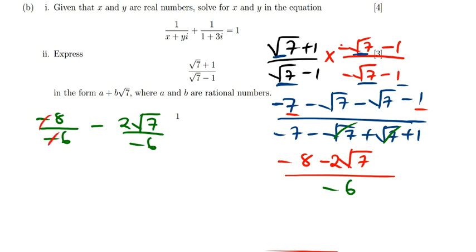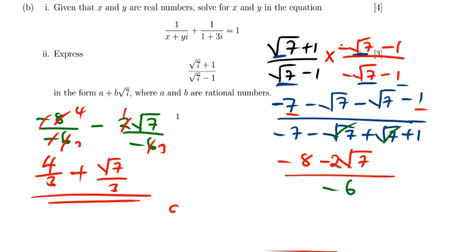Negative and negative will go. 2 there 4, 2 there 3. So I'll have 4 over 3 minus, negative and negative will also cancel. Here is going to be positive. 2 there 1, 2 there 3. So I'll have the root of 7 over 3. So this happened to be my answer.